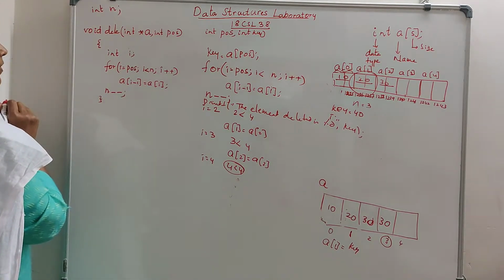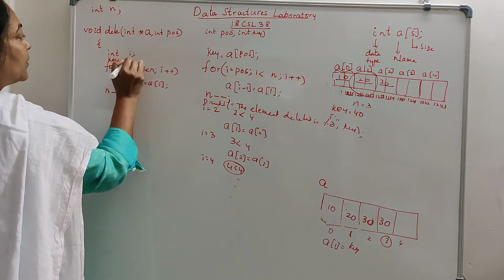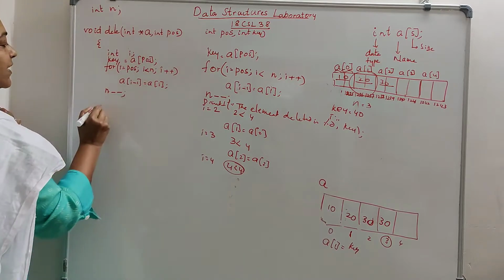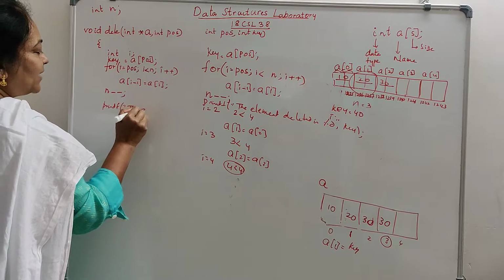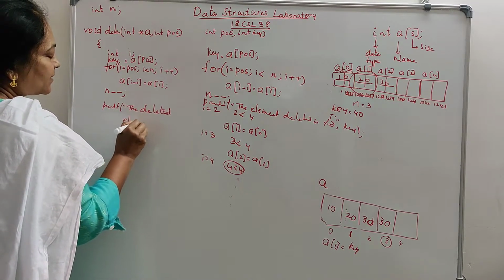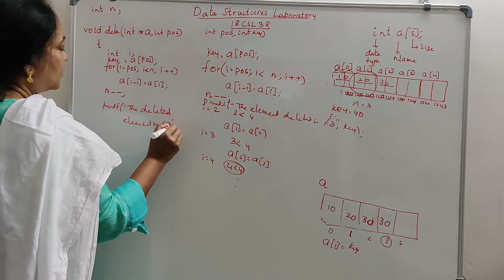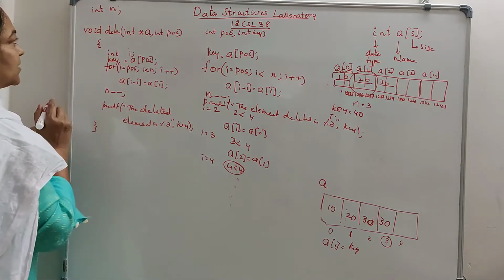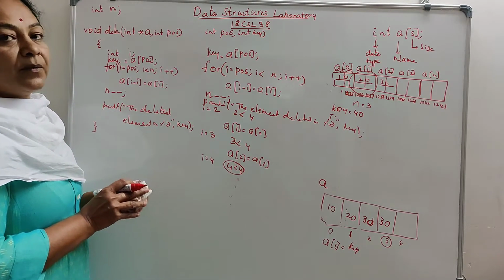Also before that you have to store the value at position into key, and now you can print that the deleted element is, then you can write key here. So this is about the delete function which we are going to use in this function.